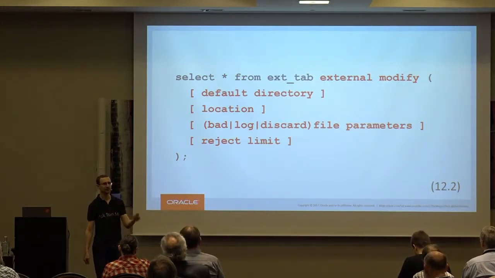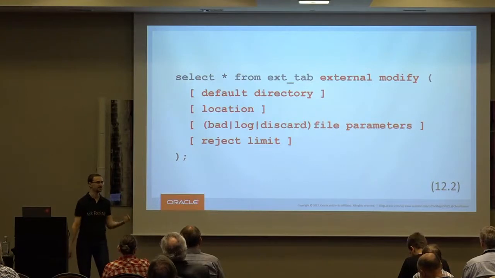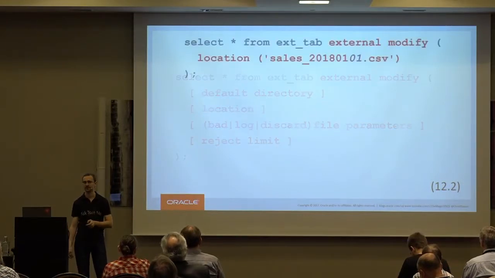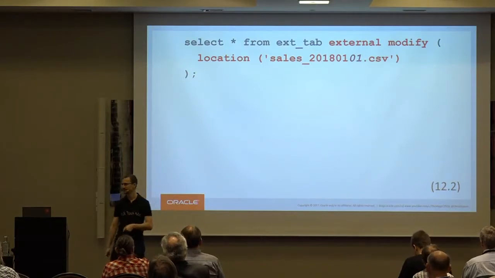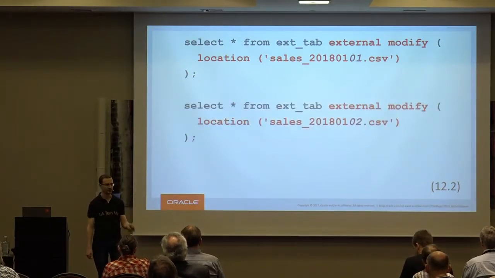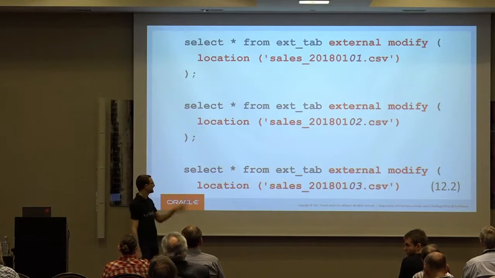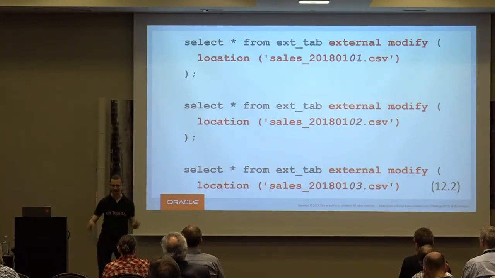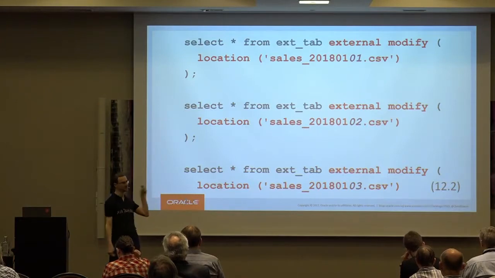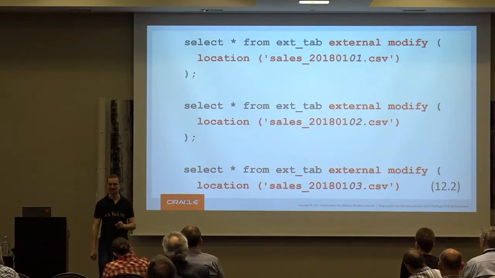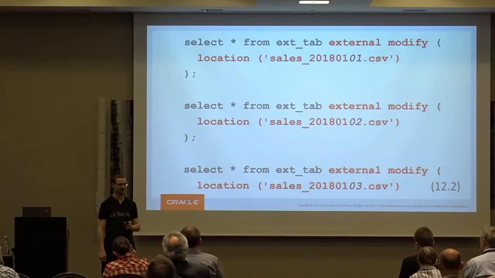So if you're in this situation where each day you've got a new file name that you're pointing it to, you can go through like this. The first day we external modify, point it to the 1st of January I've got here, the next day 2nd of January, and then the 3rd of January, and so on. You can do this with bind variables as well. You don't have to paste the full name in there. So that's much easier. This is something I wish had existed about 10 years ago when I was doing a lot of CSV file importing. But we've got it now.